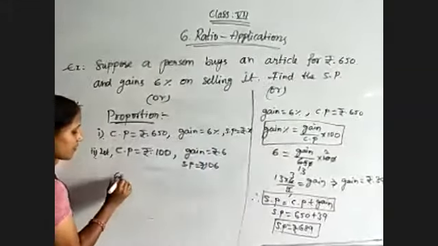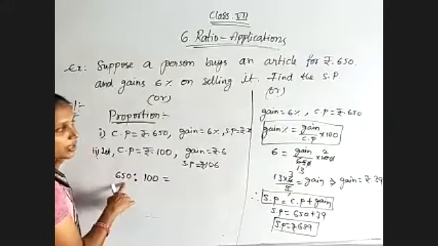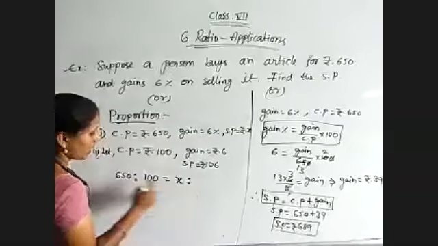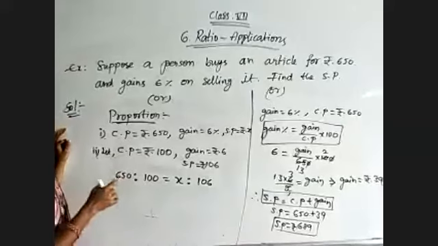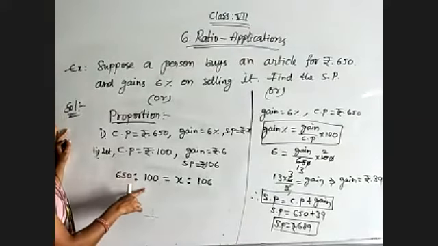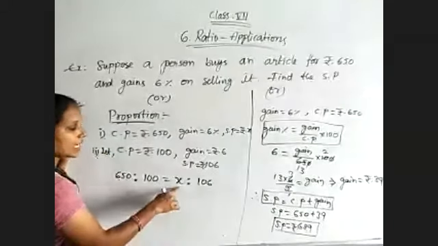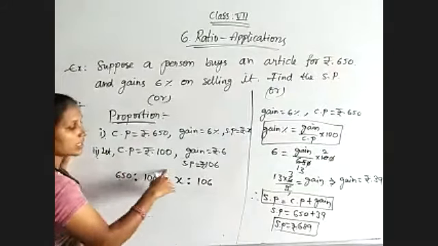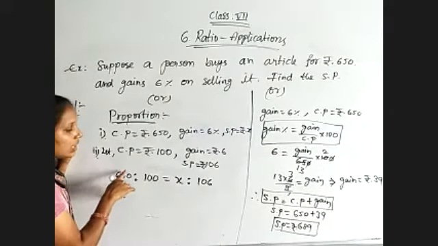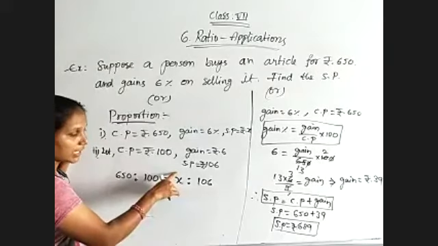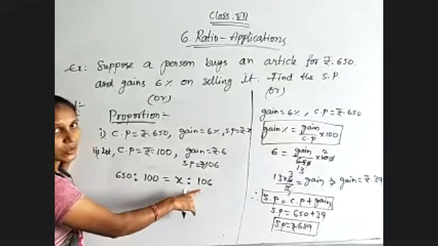When CP is 650 rupees, SP is X rupees. And when CP is 100 rupees, SP is 106 rupees. Ratio is an ordered comparison, so you need to take the correct order. When CP is 650, SP is X. The ratio of CPs is the ratio of SPs we are calculating. When 650 rupees is there, SP is X, we need to find how much SP. When CP is 100, SP is 106 rupees.